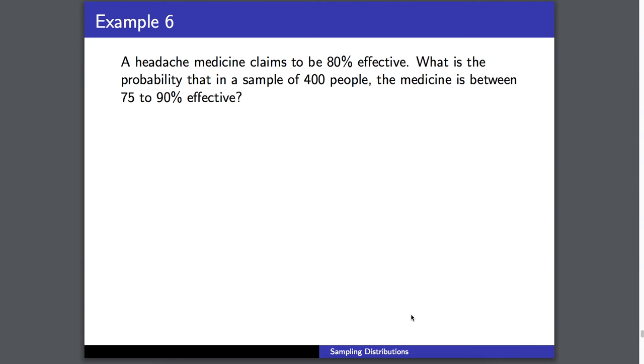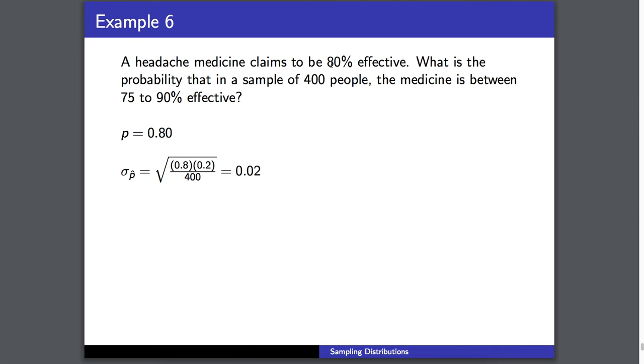All right, so example 6: we have a headache medicine that claims to be 80% effective. What is the probability that in a sample of 400 people, the medicine is going to be somewhere between 75 to 90% effective? So our population proportion is 80%, or 0.80, because that is what the manufacturer is claiming, that it works on 80% of the people who take it.